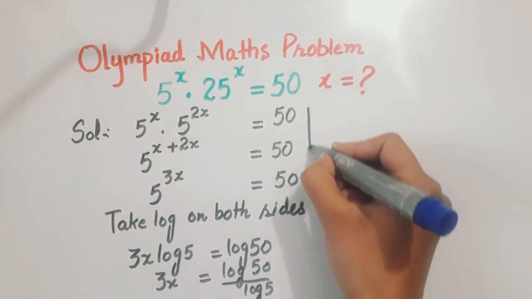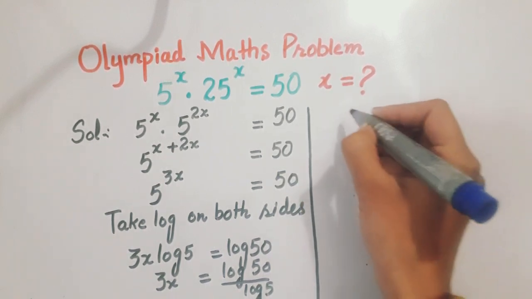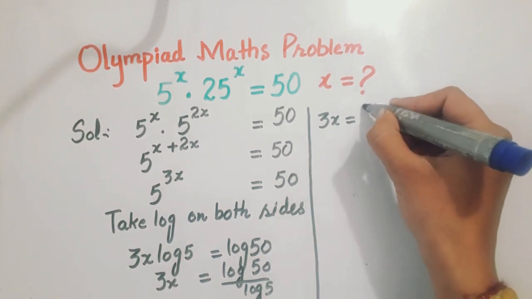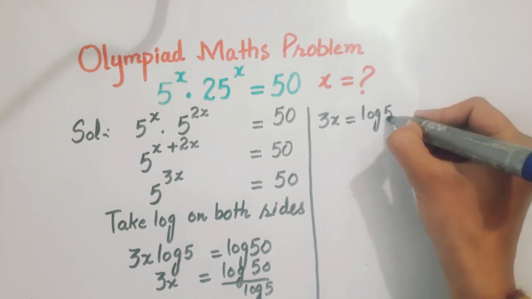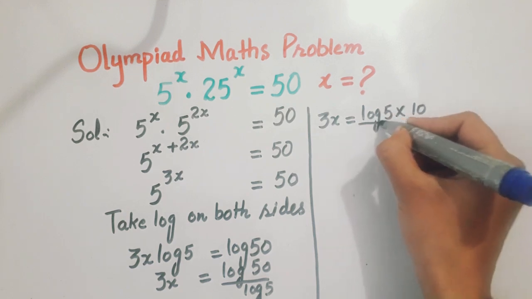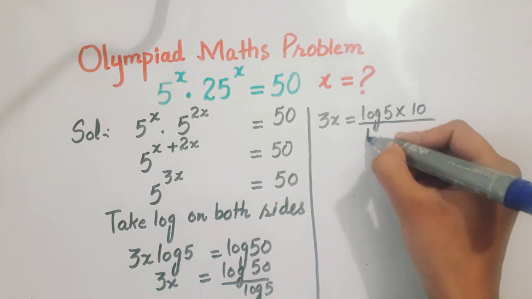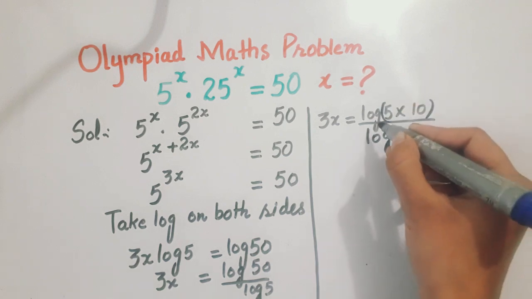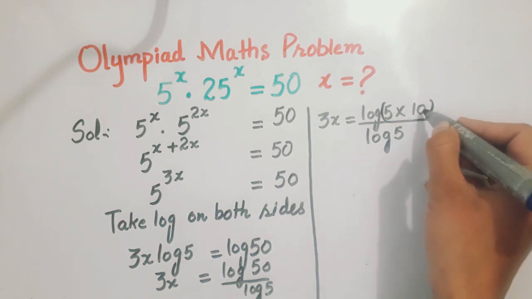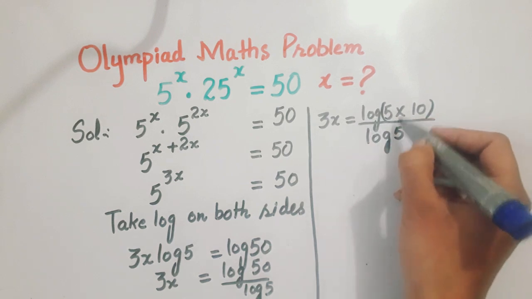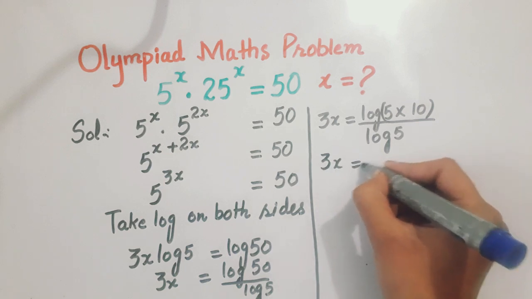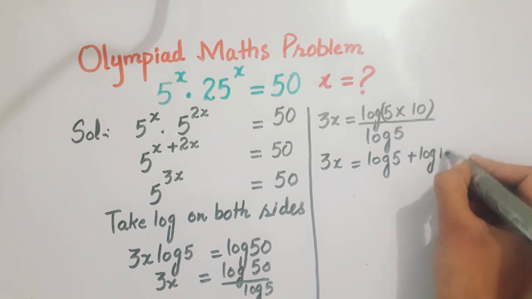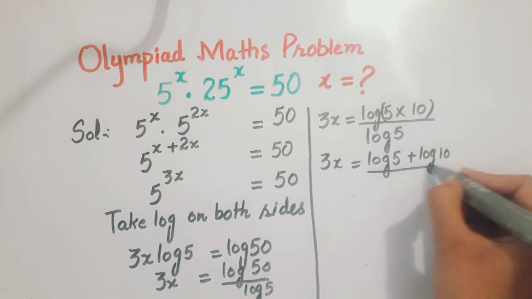Now in the next step, we will write 3x equals log 50 can be written as log 5 multiply 10, and divided by log 5. Now, when 5 and 10 are multiplied and we have taken log, it will be added. So, 3x equals log 5 plus log 10 divided by log 5.